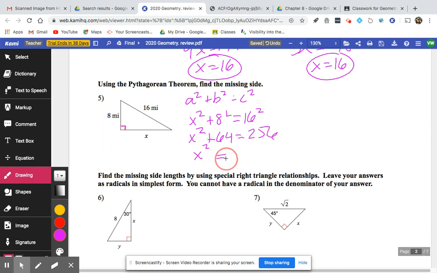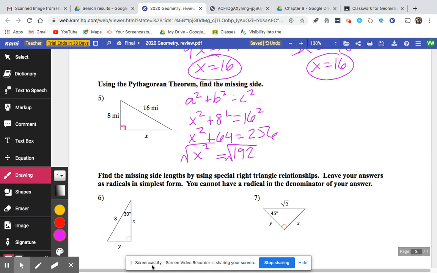Subtract 64 from both sides. X squared is 192. Here's where it gets a little tricky. You need to take the square root of each side. Here I'm looking for the exact value. So that means I need to reduce that square root.